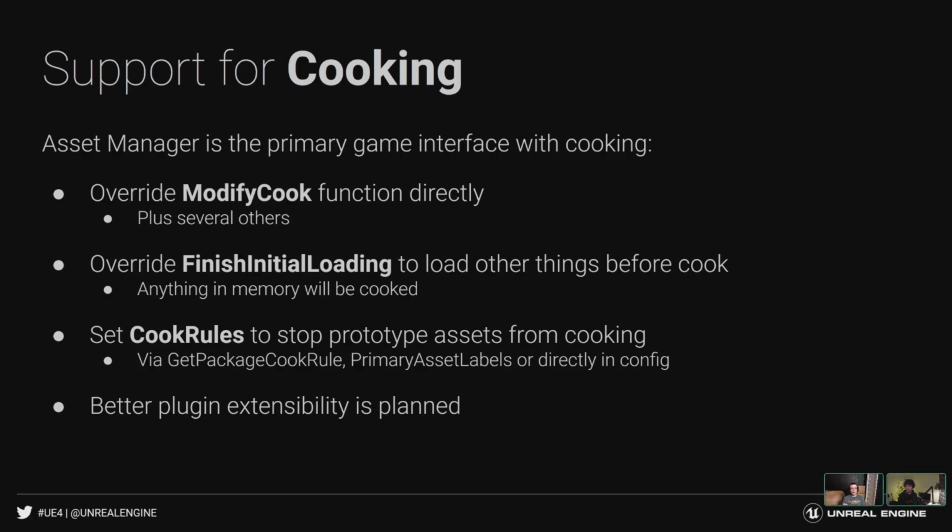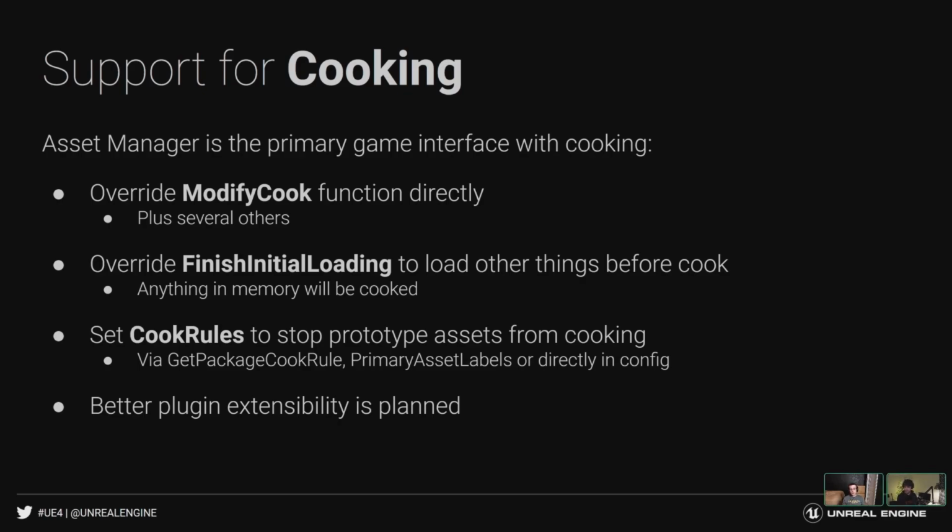One thing you can do is override the modify cook function on the asset manager. There's a bunch of functions on the asset manager, which I'll walk through some of at the end. There's also a finish loading function you can override. This is a good place to do game-specific stuff, because anything that's in memory when the asset manager is done loading will get cooked. You don't even need to reference it. It'll get cooked if it's in memory. So this is a really easy way to make sure things get cooked.